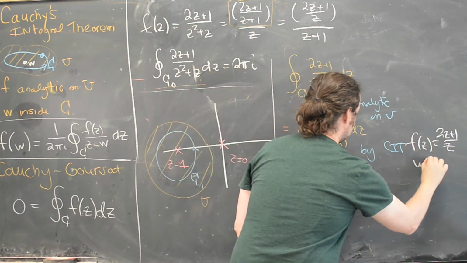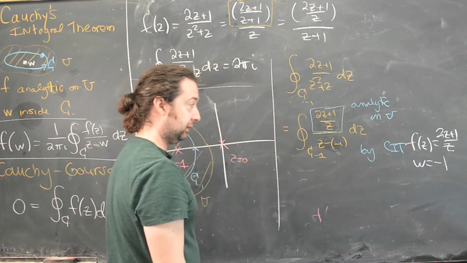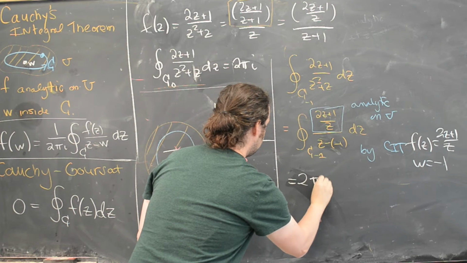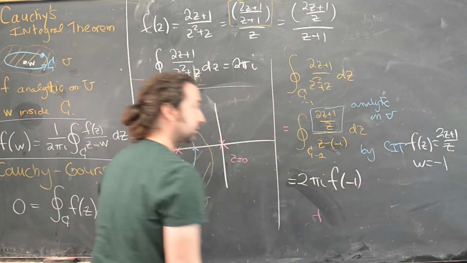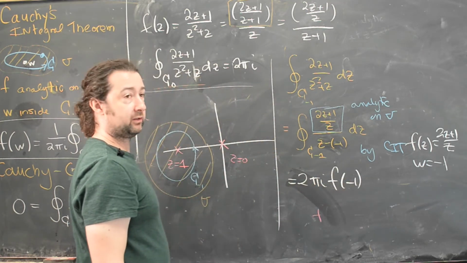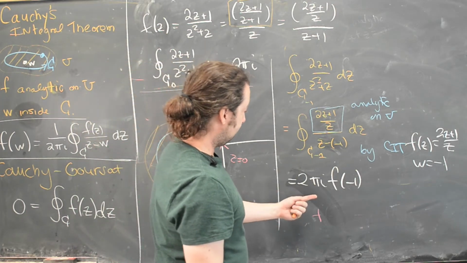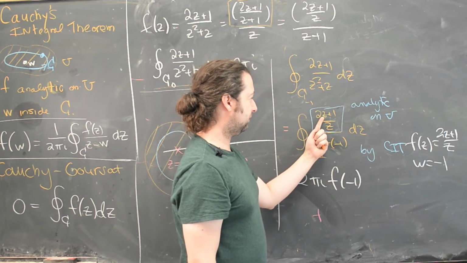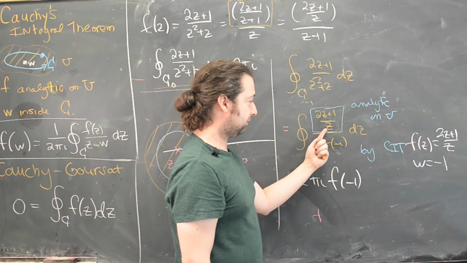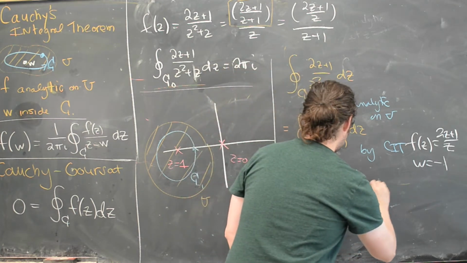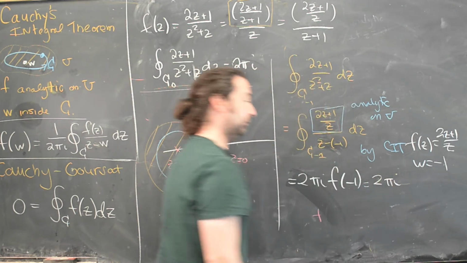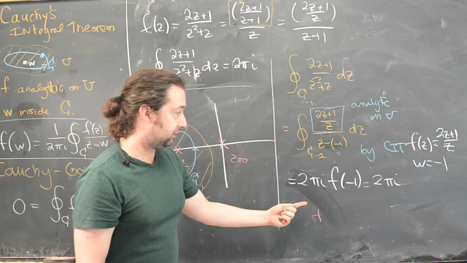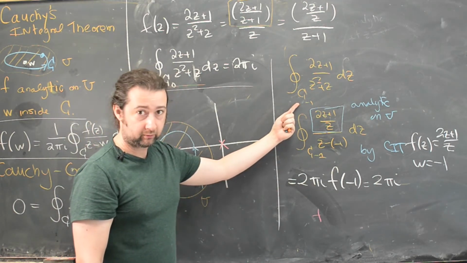and a w value of minus 1, it must be the case that this integral is equal to 2 pi i times f of minus 1. What is f of minus 1? F of minus 1 in this case is, you put a minus 1 in here, you get minus 1. Minus 1 divided by minus 1 is positive 1. So once again, we get 2 pi i. So this integral evaluates to 2 pi i on that contour.